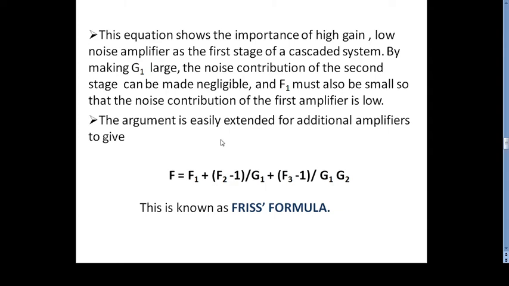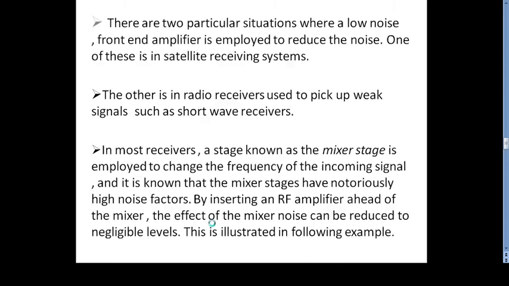From this result we can extend to an additional amplifier, and this is given by F1 plus (F2 minus 1) divided by G1 plus (F3 minus 1) divided by G1 G2. This is known as the Friis formula. So to calculate the noise factor in cascade amplifiers, we use this formula and we get the noise factor or noise figure using the Friis formula.